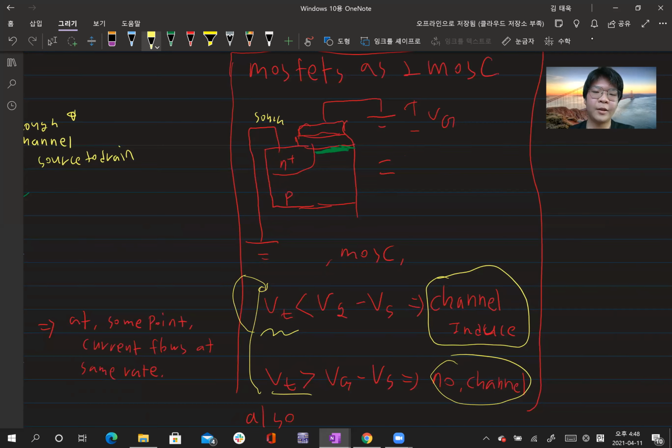If the difference between the gate bias and source voltage is lower than the threshold voltage, it would not induce the channel because of depletion. It will be in the depletion state. However, if the gate bias is bigger than the threshold voltage, a channel will be induced, which means a strong inversion state in the MOSFET.